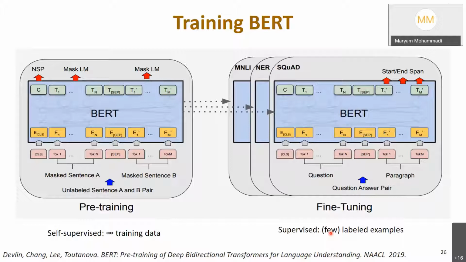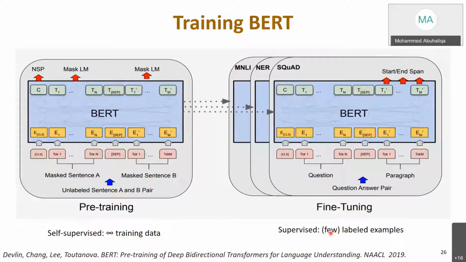Yes, Muhammad? I apologize for this, but I'm kind of confused. What is the difference between self-supervised and supervised? Because at least the way that they're written, they're confusing. Okay, self-supervised means that you don't have external manual labels. Do you remember how Word2Vec was trained? Did we have manual labels for training Word2Vec?